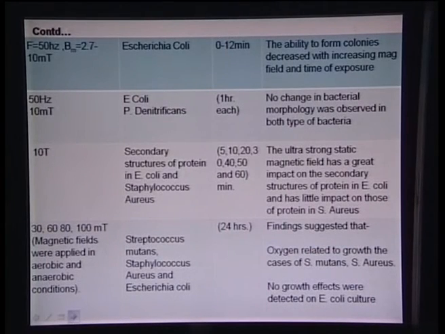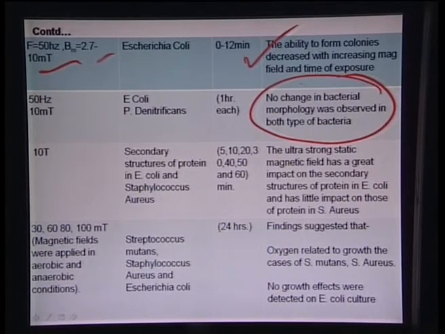CFU means colony forming unit, and for the bacterial cells it will increase with time of exposure. Similarly, if you apply 50 Hz and 2.7 to 10 millitesla for 0 to 12 minutes, the ability to form colonies decreased with increasing magnetic field. So the colony forming units decreased with increasing magnetic field and time of exposure, or there is no change in bacterial morphology. That is what has been observed for E. coli at 50 Hz and 10 millitesla field.